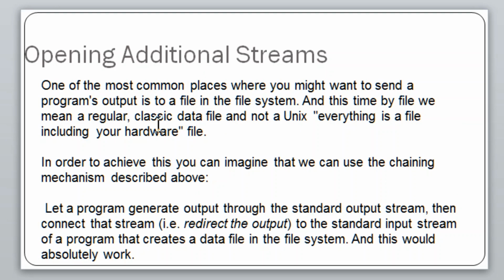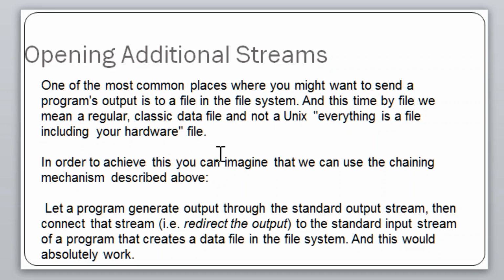One of the most common places where you might want to send a program's output is to a file in the system. And this time by file, we mean a regular, basic, classic data file, and not the Unix idea that everything is a file, including your hardware files. So we mean a text file. In Unix and Linux, everything is a file: directories are files, hardware are files, everything's a file pointing to something in the system. But this time, when we say redirect to a file, we mean an actual file that you would look in and see words, strings, values, stuff like that. So the typical sense of a file.